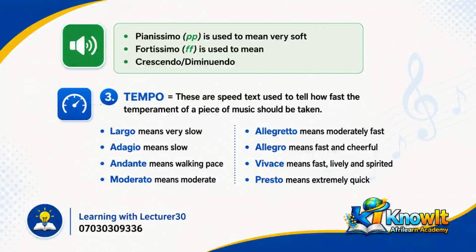Now, there's also tempo marking you should pay attention to, like, the most common, largo, which means very slow, adagio, which means slow, andante, at walking pace, moderato means moderate, allegretto means moderately fast, allegro means fast and cheerful, vivace means fast, lively, and spirited, presto, which means extremely fast.